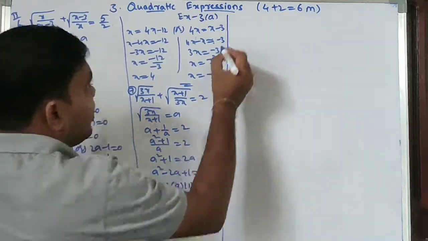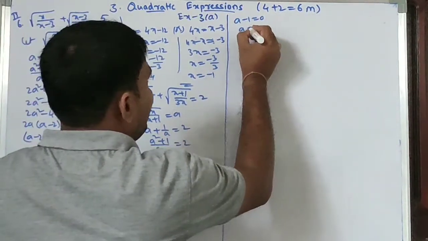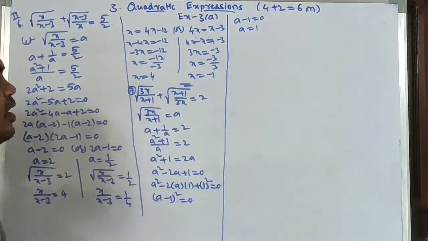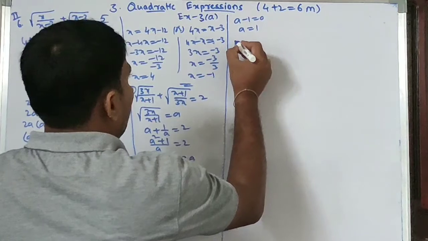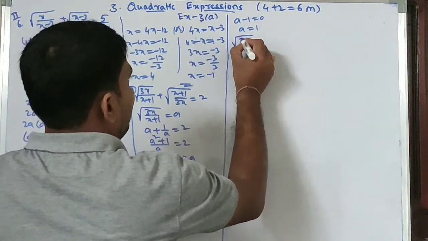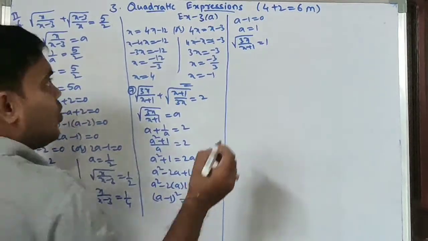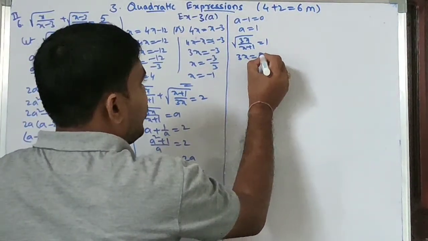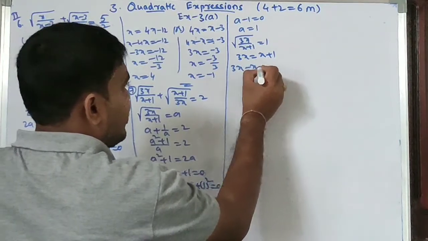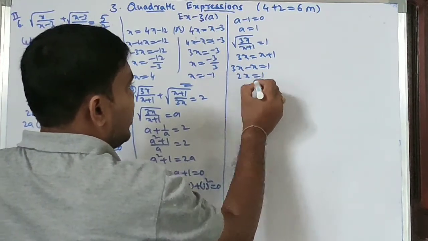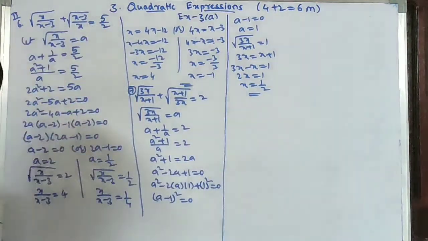When it is possible, a minus 1 equal to 0. So a equal to 1. What is a? Under root of 3x by x plus 1 equal to 1. Now I square on both sides: 3x equal to x plus 1. Bringing x to the left side, 3x minus x equal to 1, 2x equal to 1, x equal to 1 by 2. So this is the answer.